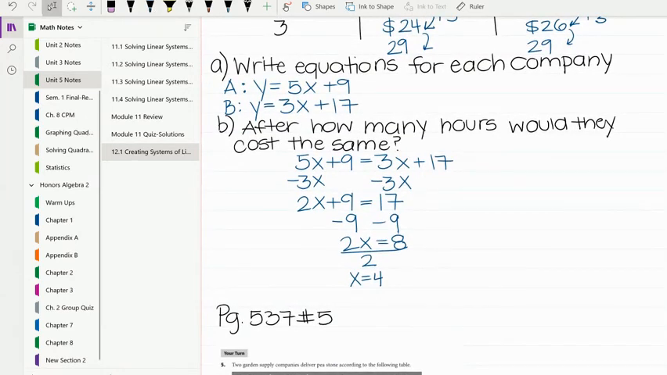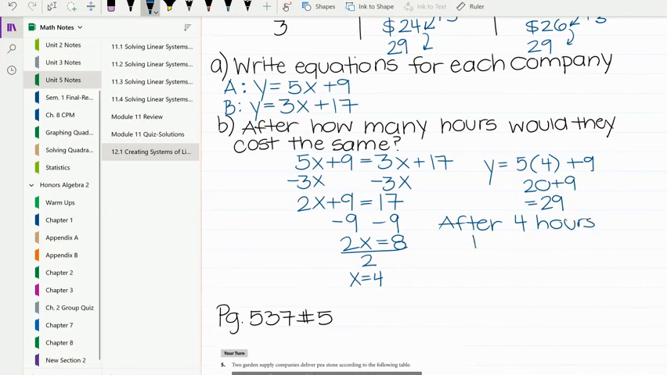So we know after 4 hours they would cost the same, but we also want to know what that cost would be. To do that, you could just plug it into either equation. I'm just going to plug it into the first one. So it'd be 5 times 4, which is 20, plus 9, which is 29. So I'm going to make my little statement here. After 4 hours, they both cost $29. I abbreviated that. So hopefully that makes sense.